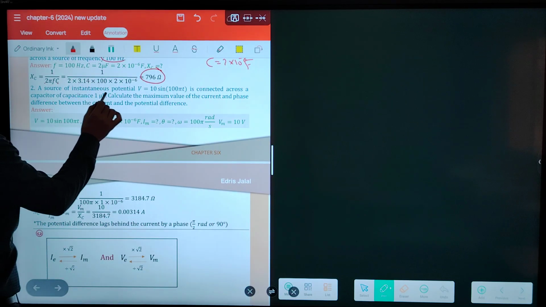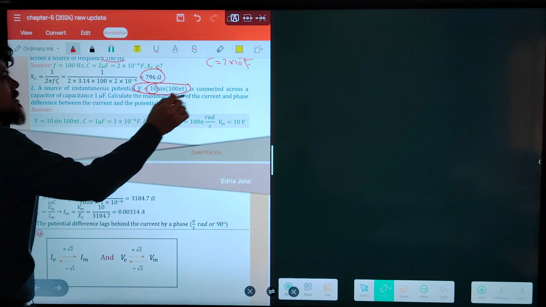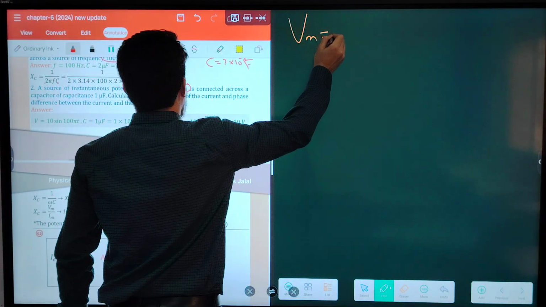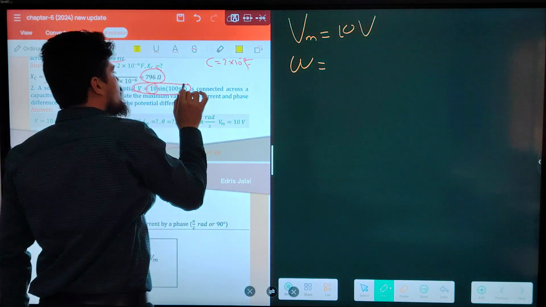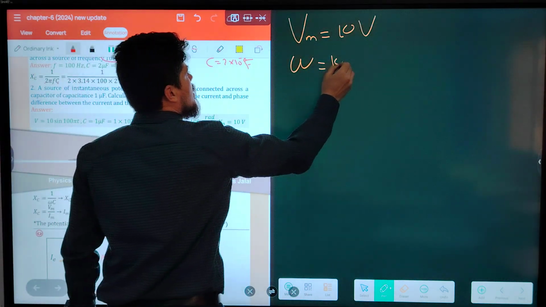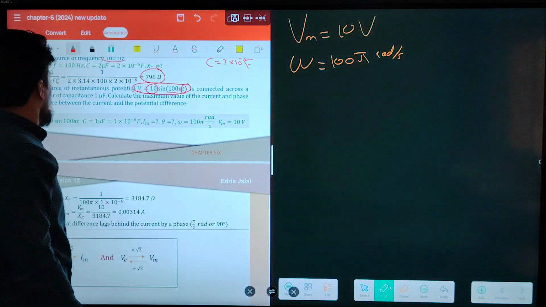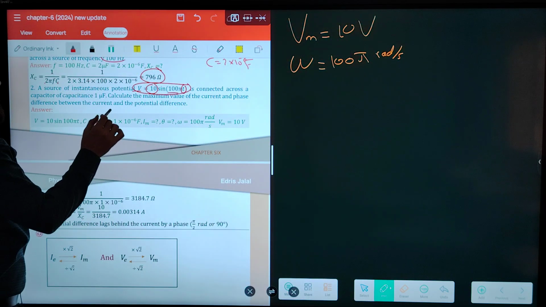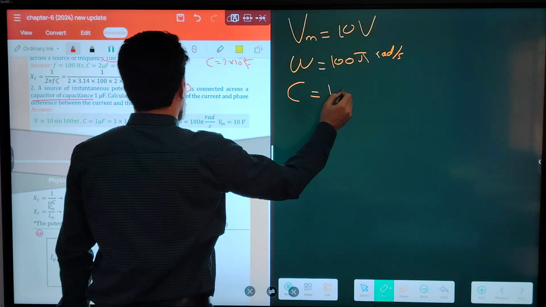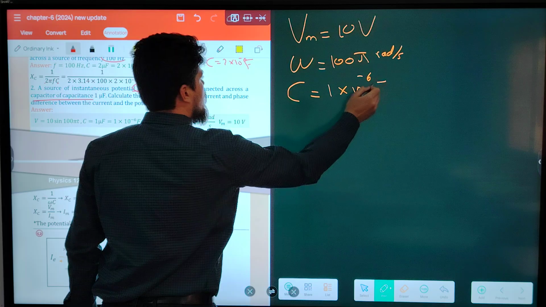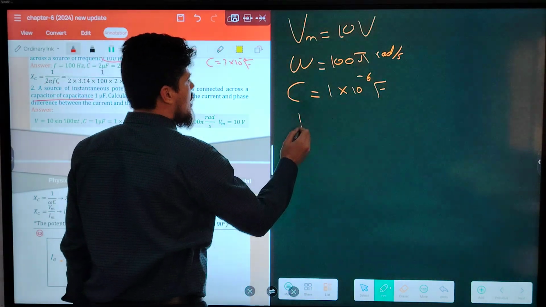A source of instantaneous potential difference. This is the equation, guys. The number before sine for potential difference is Vm, 10 volt. Omega is the number before t, 100π rad per second. It is connected across a capacitor of capacitance C, 1 microfarad, which is equal to 1 × 10^-6 farad. Calculate the maximum value of the current. What is unknown? Im.